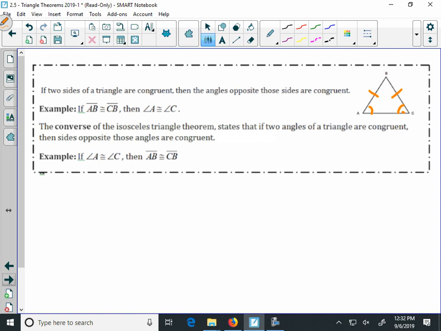The converse just means it's backwards. So the converse of the isosceles triangle theorem says if the angles are the same, then the sides will be the same. So that means if A is congruent to C, you go directly across, that means BC is going to be congruent to AB. So it's just the same thing but in reverse. So if the two sides are the same, the angles will be the same; if the angles are the same, the two sides will be the same. Vice versa. It's like what I like to think of as converse. Okay. Questions over that?